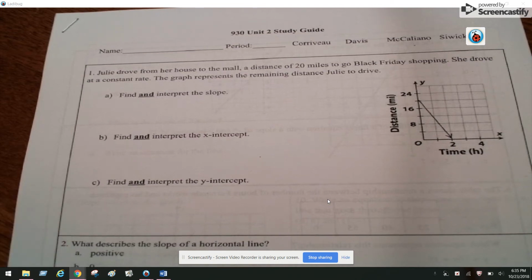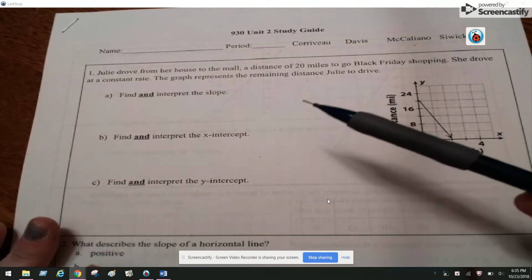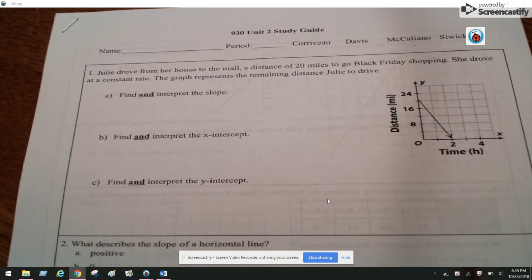All right, so the first problem in our study guide deals with finding and interpreting slope, x-intercept, and y-intercept. This is definitely something that you'll see on the test, and it's really important that we're able to interpret them correctly because that's the whole reason that we're doing this unit.